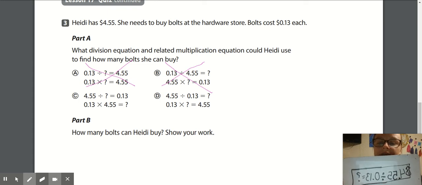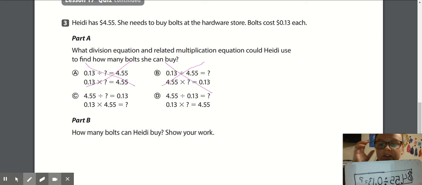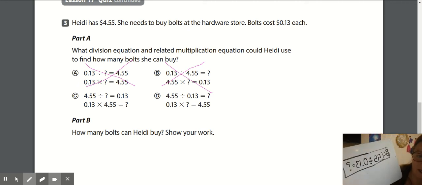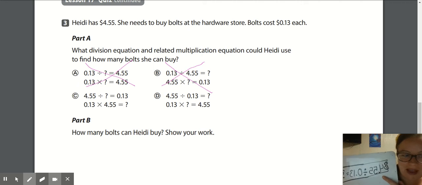And if you look at the multiplication one down here, that would not make sense, because here in the bottom, if I multiplied 13 cents times $4.55, that's not going to give me the answer of how many bolts that she bought. Let's take a look over here. Part D. Ooh, that matches. Winner, winner, chicken dinner. The division one matches.